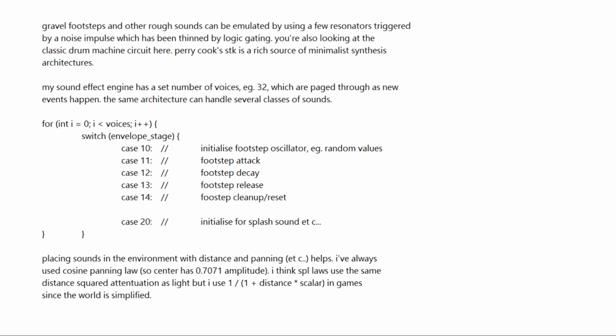Placing sounds in the environment with distance and panning helps. I've always used cosine panning law. I think SPL laws use the same distance squared attenuation as light, but I use 1 divided by 1 plus distance asterisk scalar in games since the world is simplified.